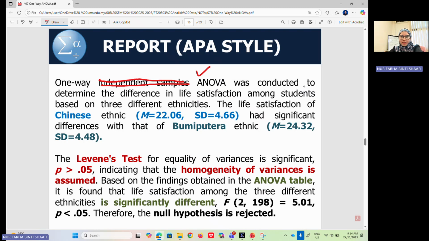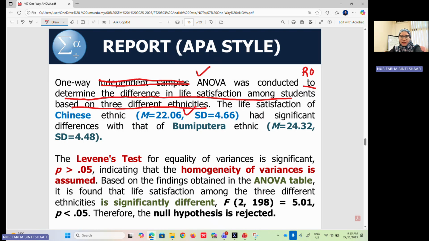So this is the research objective, to determine the difference in life satisfaction based on the three ethnicities. This is the research objective, RO. Okay, so what are the results? The life satisfaction for the descriptive result. The life satisfaction of Chinese ethnicities is, okay, how much? Based on your table just now.